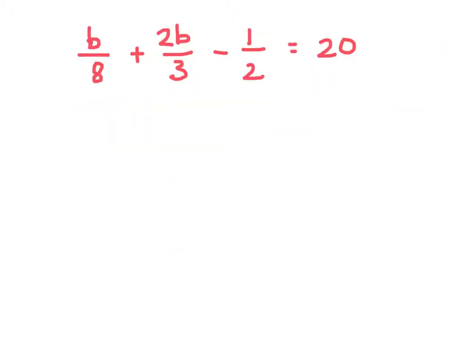That last one was about as hard as it gets. So if you can get through that one, you can get through any of them. All right, let's do this one. Let's find a number that 8, 3, and 2 all multiply into. What would that be? Okay, it's 24, right? Okay, so let's multiply everything by 24.